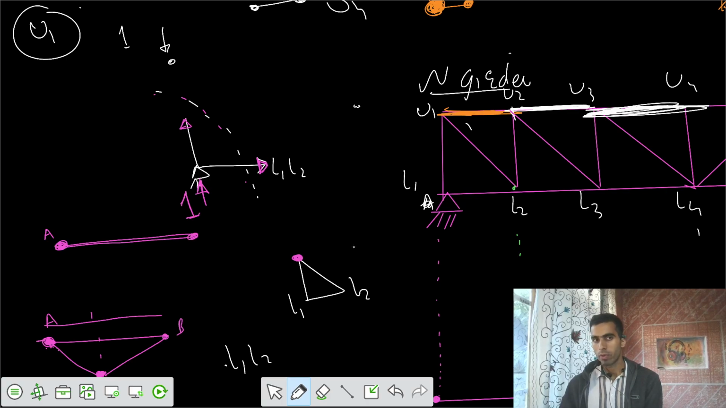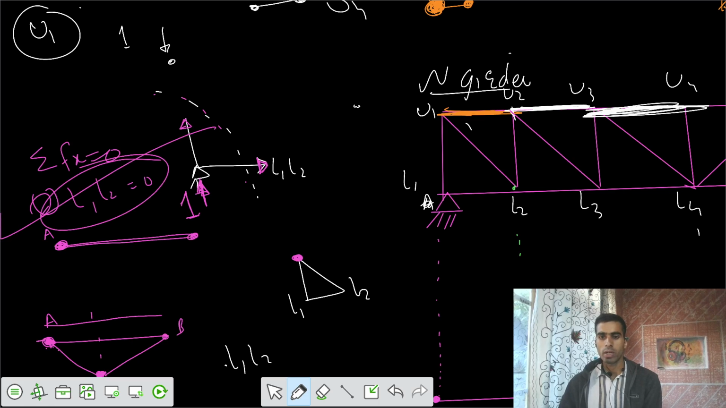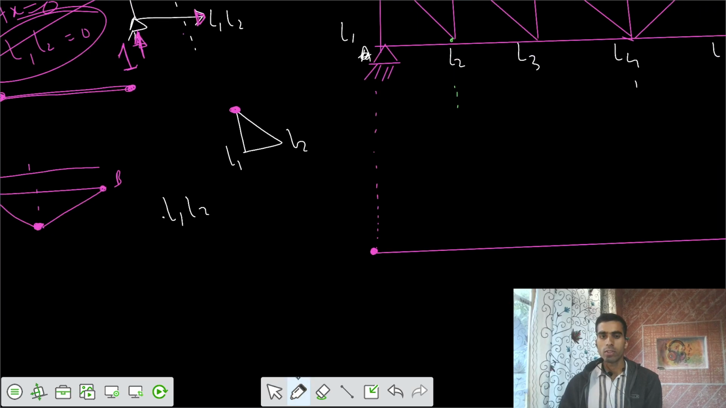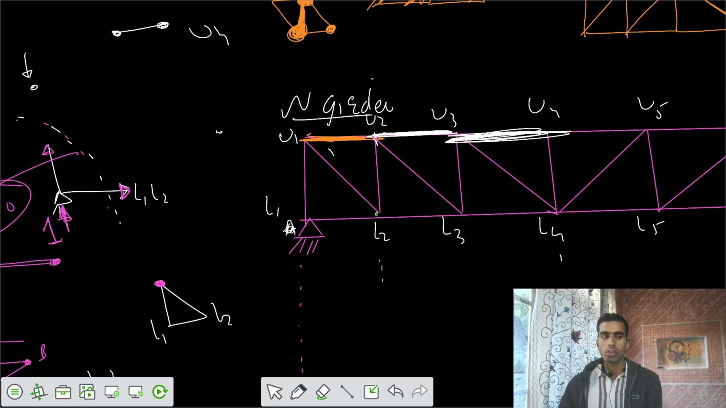Would that be equal to 1 when the load was directly above point A? Once it was a reaction of 1 upwards, summation of Fx equals 0. That means L1, L2 is 0. Even for the critical point we got 0, that means you have an entire zero line. And for all other values you can check also.